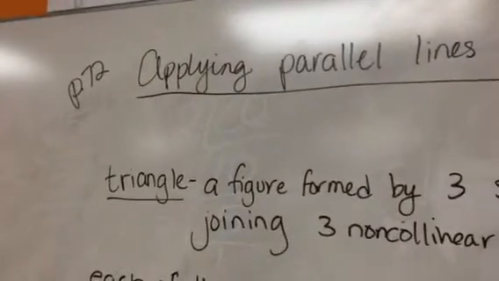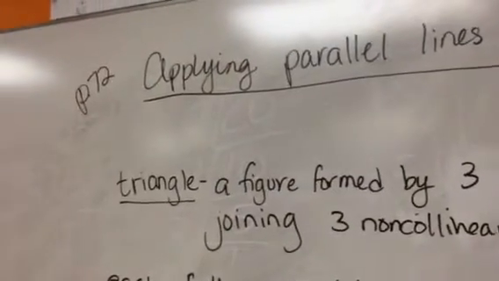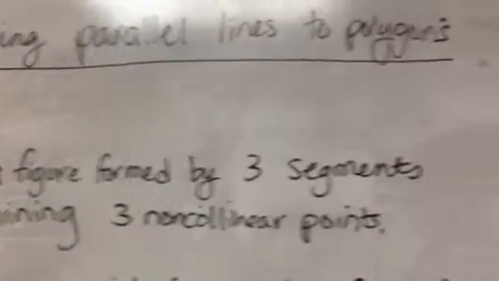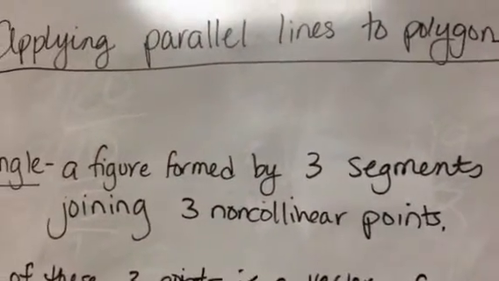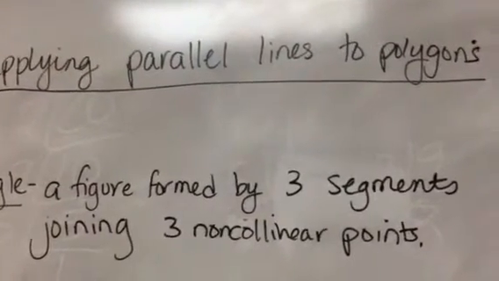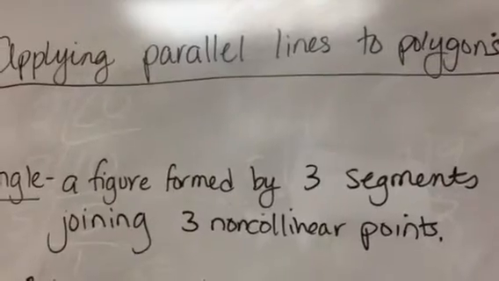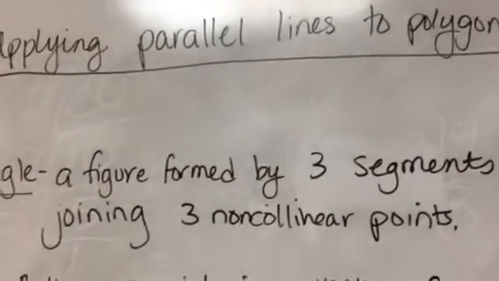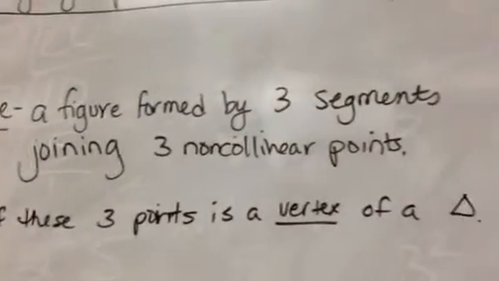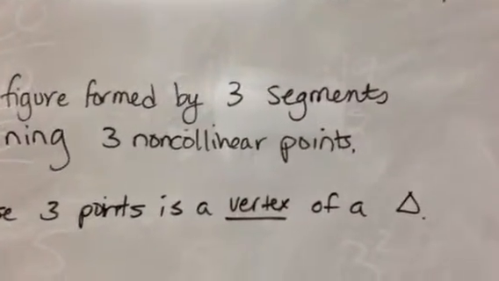All right, the first thing I want you to do is put these notes into your notebook. The first thing is a triangle, which is a figure formed by three segments joining three non-collinear points. We remember that non-collinear means they're not on the same line. So if we join 3 points that aren't on the same line, each of these 3 points is the vertex of a triangle.